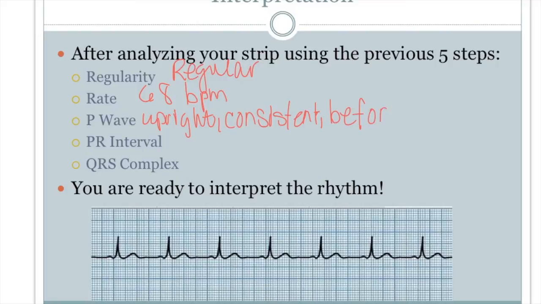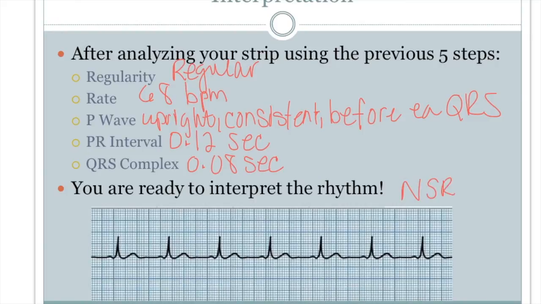And this is a hint. This is how I want it written. You will answer on your quiz: each QRS. And the PR interval we measured at 0.12 seconds. And the QRS complex was 0.08 seconds. Now we know that each of these are right within the normal parameters of sinus rhythm. So we have determined that this is a normal sinus rhythm, with a heart rate equal to 68 beats per minute.